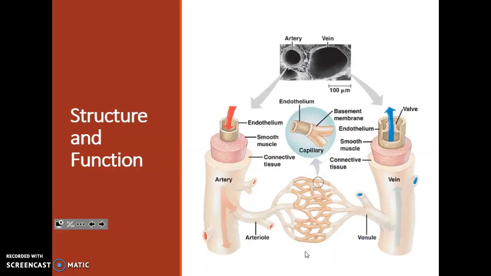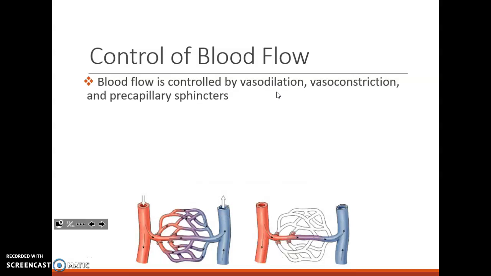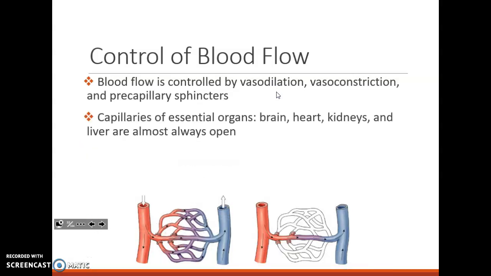So looking at structure and function, we see the artery, the capillary, and the vein. And how do we control the blood flow? Well, blood flow is controlled by vasodilation, getting bigger, vasoconstriction, getting smaller, and then these things called precapillary sphincters. And we know sphincters are like valves that open or close. So capillaries of essential organs, the brain, the heart, the kidneys, and the liver, are almost always open. So you can see that there are these sphincters here, which means that the blood can go through into that capillary bed and go to all the cells of the brain, the heart, the kidney, the liver.